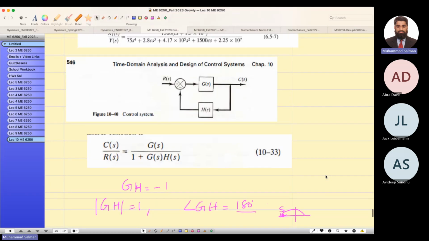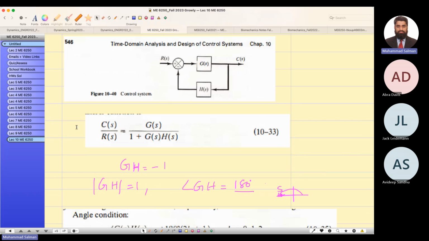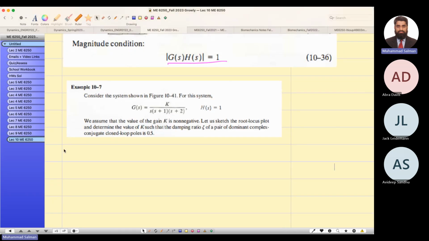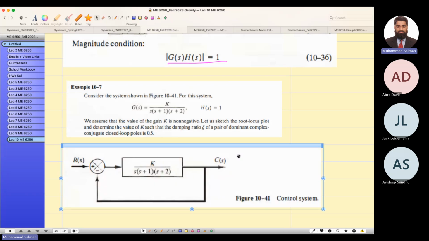Consider figure 10-41. So what is 10-41 here? This is the figure 10-41. And probably I have uploaded this chapter 10 already. If you remember, I taught you transient response from here, but I will make sure that this chapter is already there.